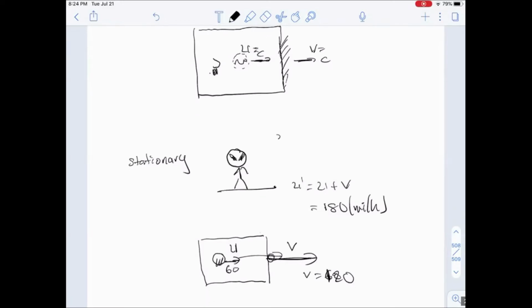So how fast is this light moving? How fast is this moving relative to the space alien outside? So what do you do? You add up the speeds one more time using the same formula. This time you end up getting C plus C, so it's going to be 2 times C. Okay, what happened? All of a sudden, logic broke down.